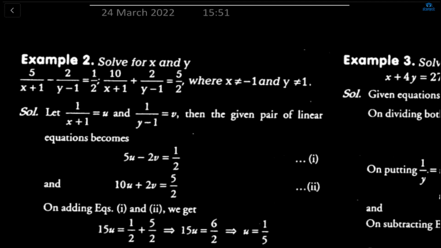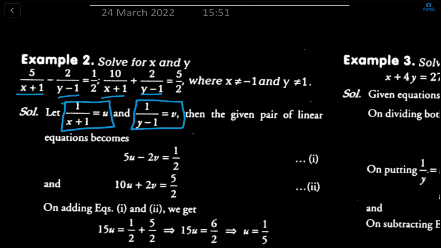1 by x plus 1 equal to a or any variable, and 1 by y plus 1 equal to b. Okay. So you are 1 upon, see here you can see x plus 1 and here you can see y minus 1. 1 upon x plus 1, 1 upon y minus 1, and same thing is here, 1 upon x plus 1, 1 upon y minus 1. So we are going to assume 1 upon x plus 1 as u and 1 upon y minus 1 as v. Understood? Okay, any doubt?